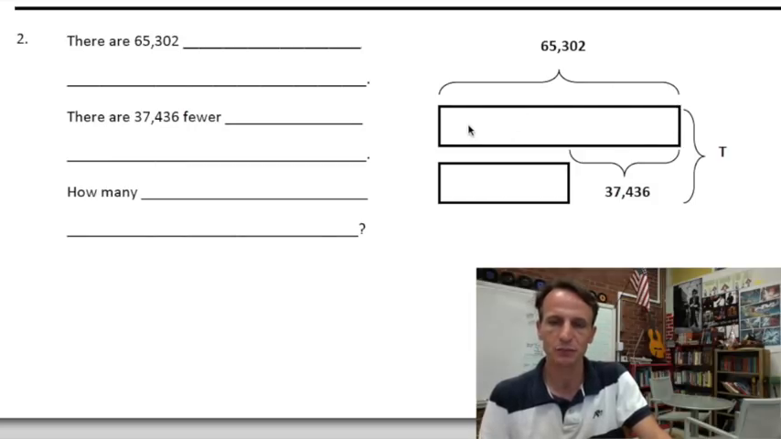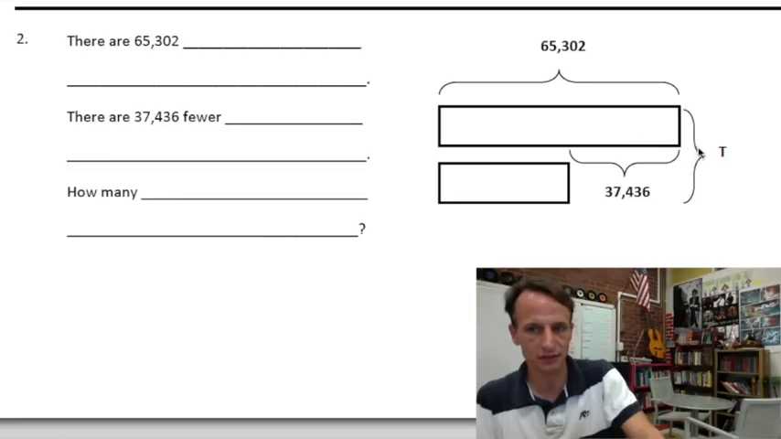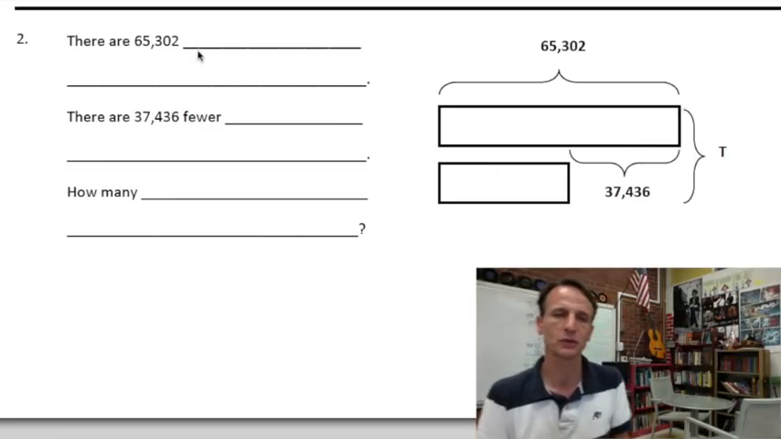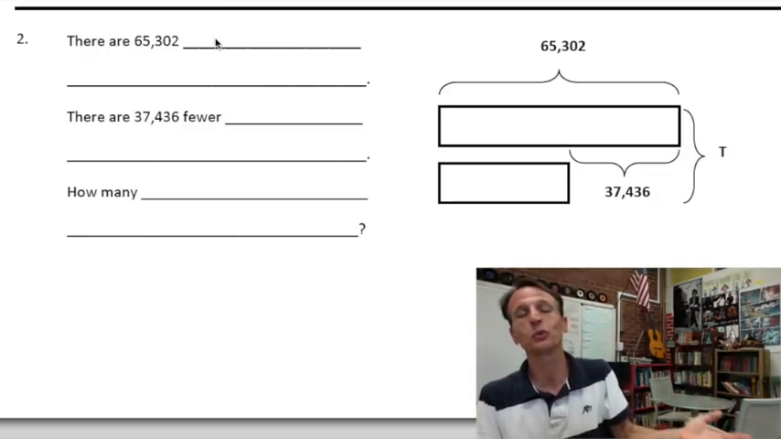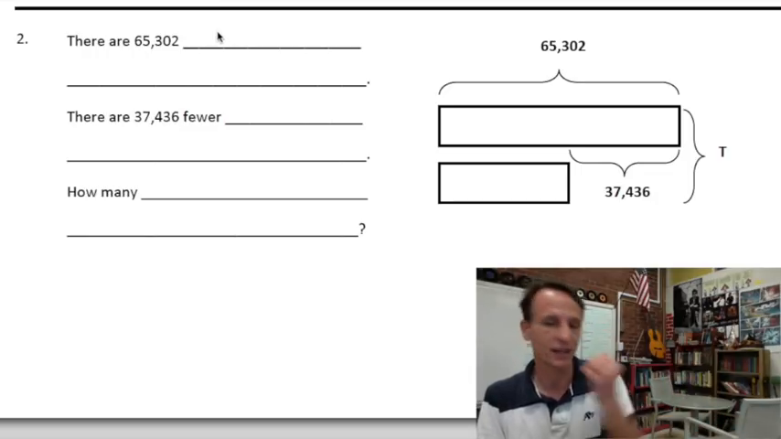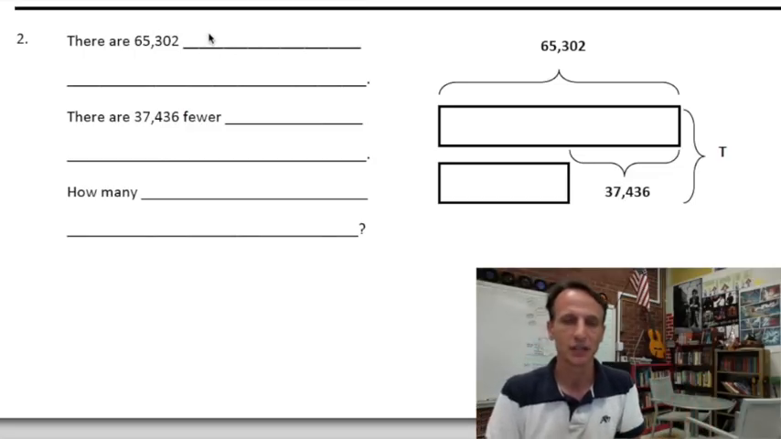That's this first tape. And then we know that the whatevers is 37,436 less. And you see the variable we're solving for, which is t, I'm going to guess for total, is the two of them combined. So together, or total, okay? So we need it together. Now, you could write whatever you want to be 65,000 somethings and 37,000 whatevers, okay?